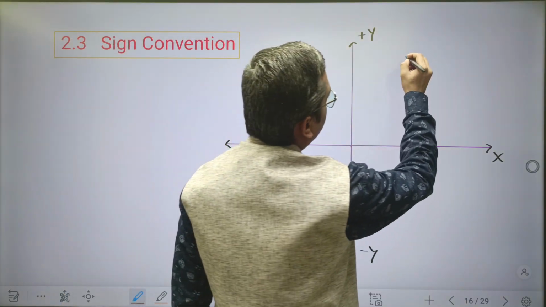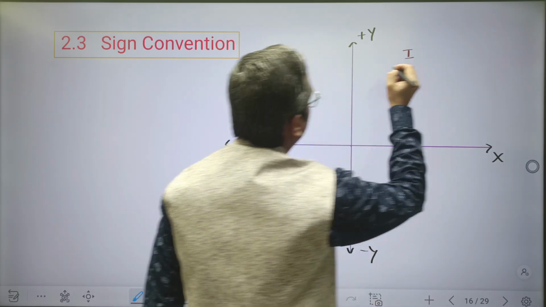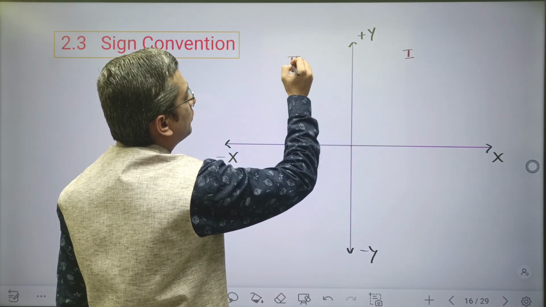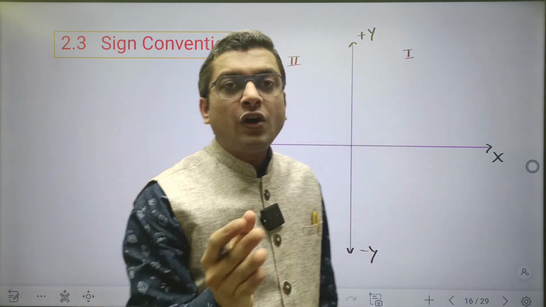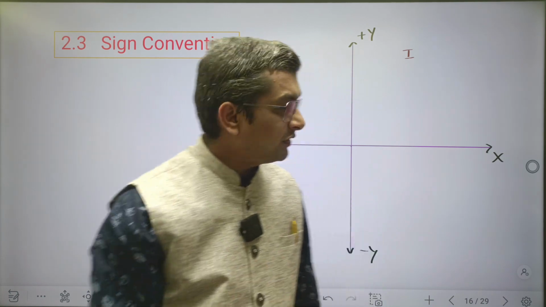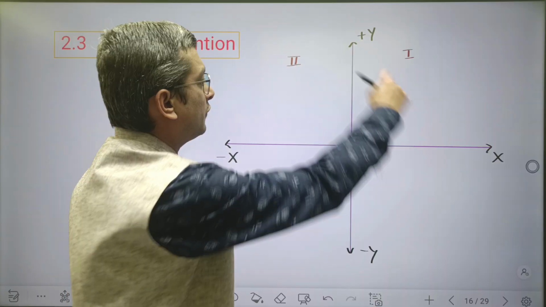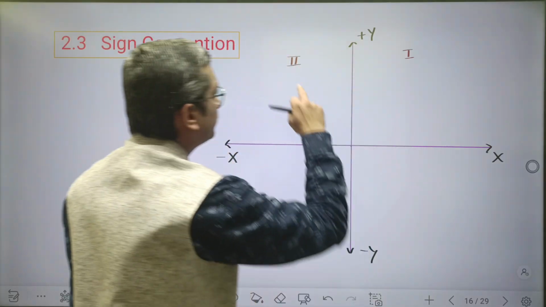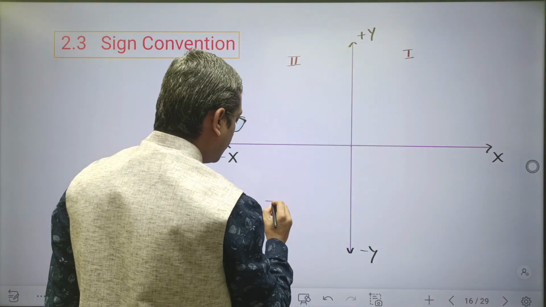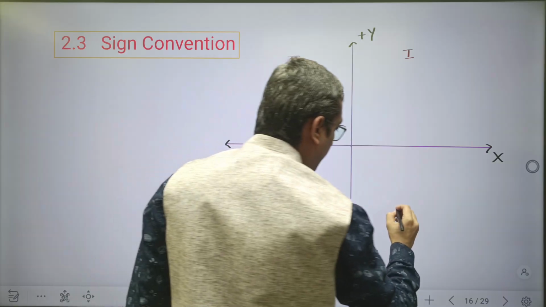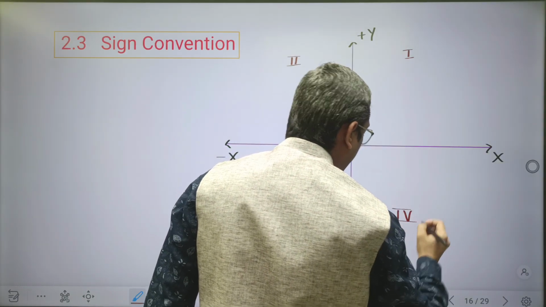Now, this is known as the first quadrant. This is known as the second quadrant. Quadrant means 1/4 portion, isn't it? So this is the first quadrant, that is the 1/4 portion of this whole graph. This is the second quadrant. This is the third quadrant, and this is the fourth quadrant.